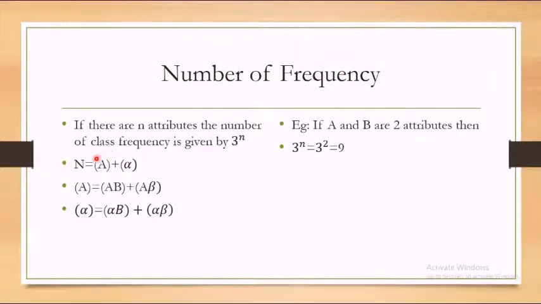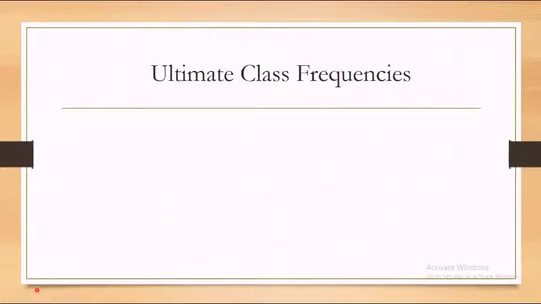Now how will you find out A? The number of A is equal to the number of AB plus the number of A beta; if you add them, you will get the number of attribute A. Then what about alpha? How will you get that? The number of alpha B plus the number of alpha beta, you will get alpha. So how will you get the number of B? Have you thought about that? Just write down on a piece of paper what is the number of B and also beta.